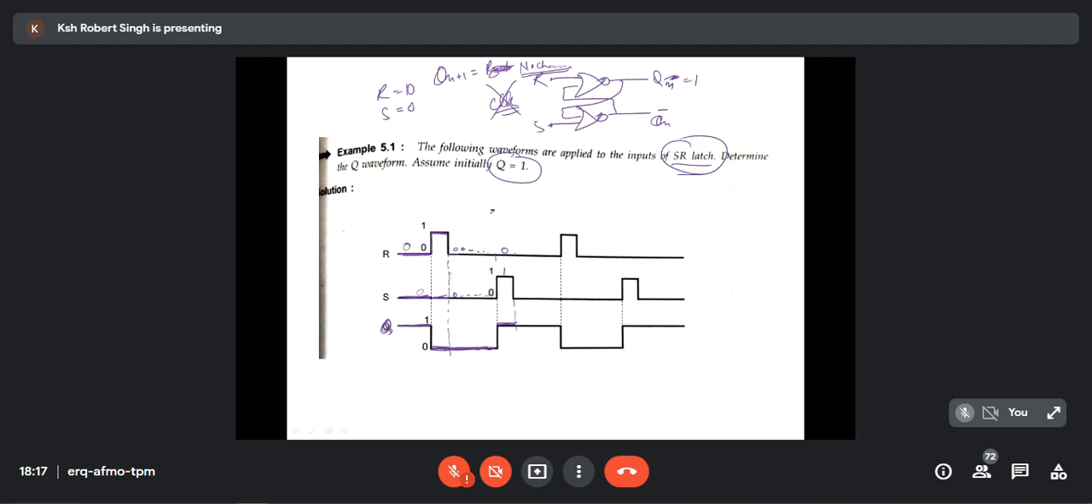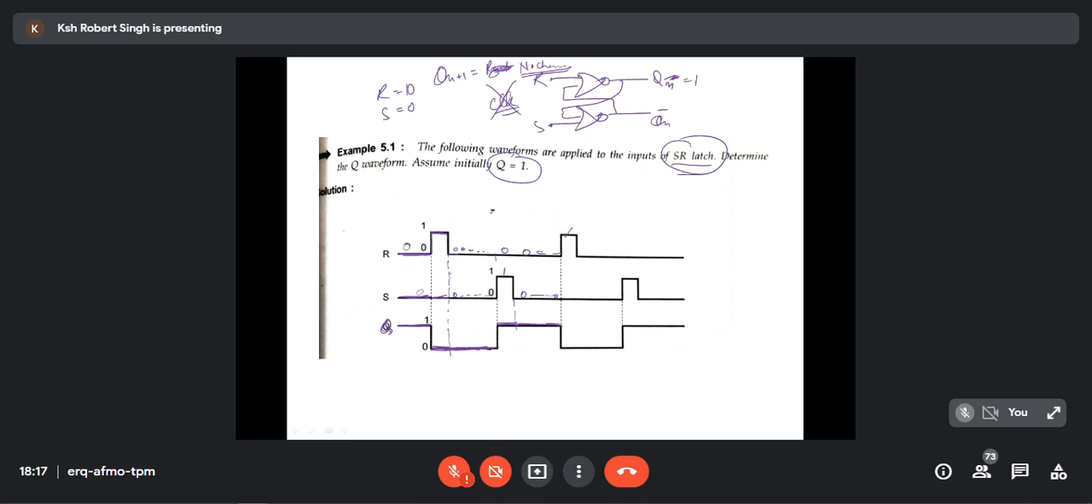Now, let's see. R is 0, again S is 0. R0, S0, that means no change. What was my output? High. So with no change, it will be high again. Till what time? Till R and S are 0, it will be high. The output will be the previous.